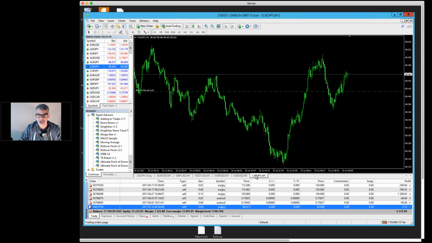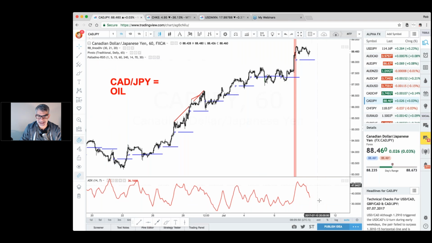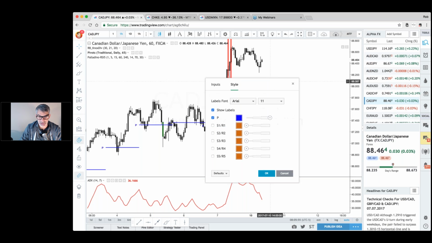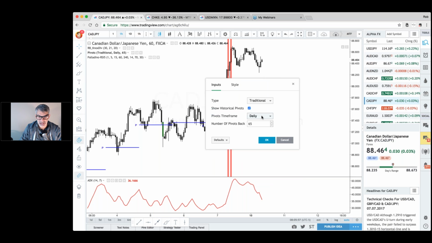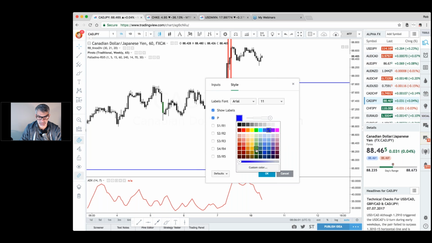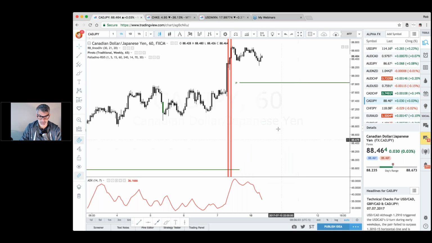Now, where do I think it might go to? We'll go back to the charts over here and we'll take a look. Now, it's at least going to go down to today's pivot, at least. It will at least go to that level. But let's change this up a little bit. Let's change the daily pivot to the weekly pivot. Let's change the color to green because I'm superstitious and all weekly pivots must be green.